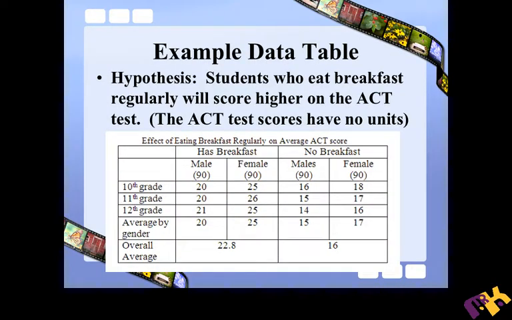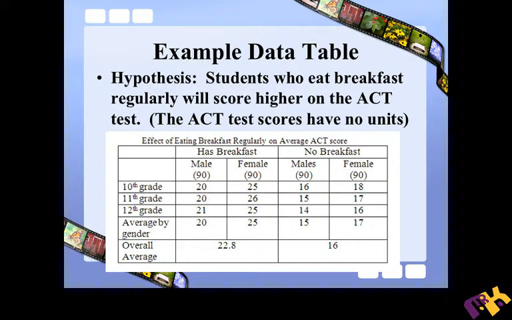Data tables. Here's an example data table. Again, it's kind of hard for you to see the smaller text at the back of the room, but we'll quickly try to describe this. The hypothesis is that students who eat breakfast regularly will score higher on the ACT test. The ACT test scores have no units, so we couldn't include those, because it's a raw score value. So we have has breakfast, male and female subjects, no breakfast, male and female subjects.